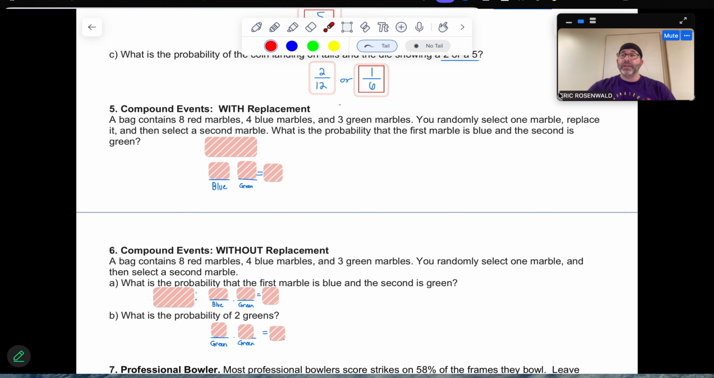All right, let's look at compound events, and this is with replacement. So what this means is that I'm going to take and replace the object. I'm going to literally take it out, and then I'm going to put it back in. Okay, so let's see what this ends up looking like.